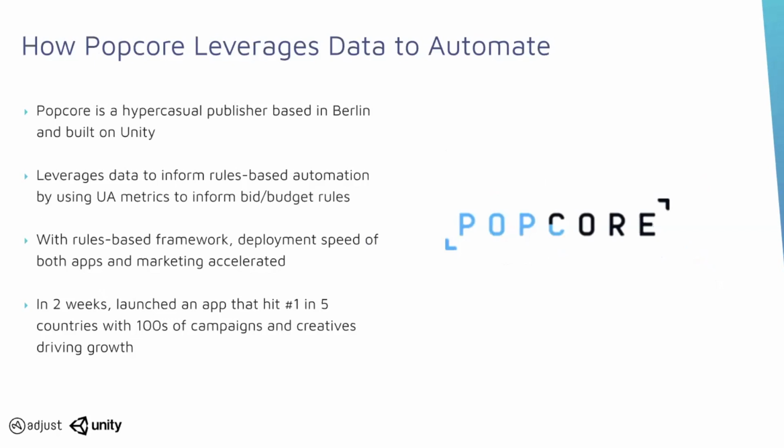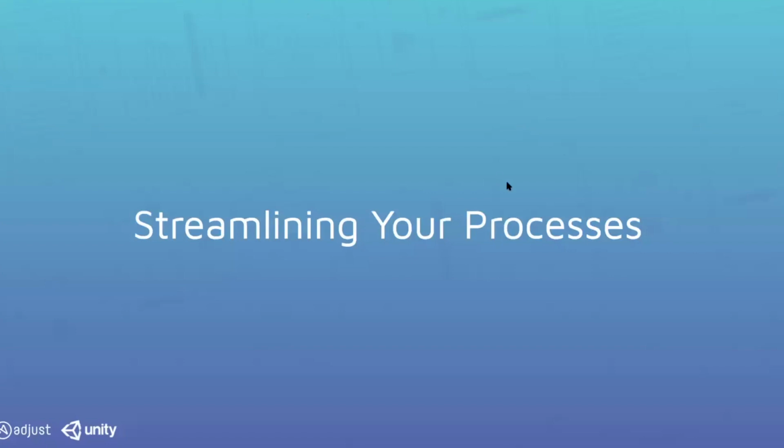Popcore uses a variety of tools to automate. They're very versatile with their creative creation process, and they also use Unity to build their apps. They leverage data to make rule-based decisions and also automate their flow to ship and publish as many apps as they can.